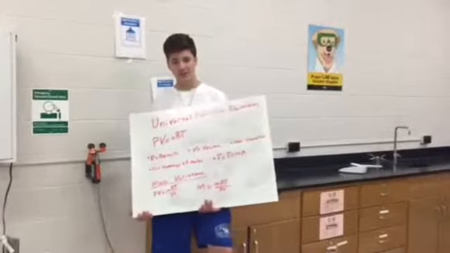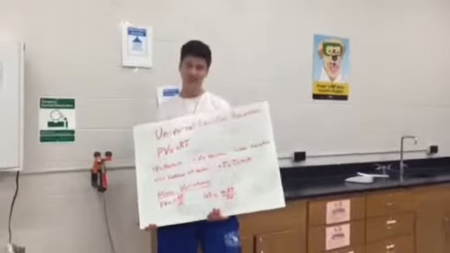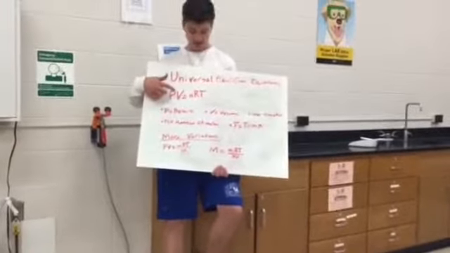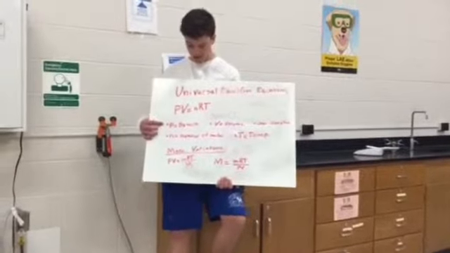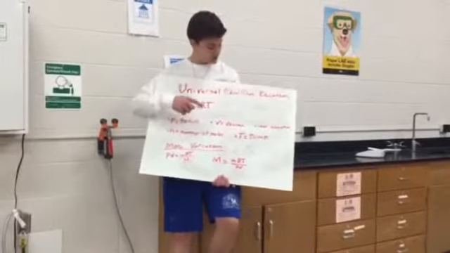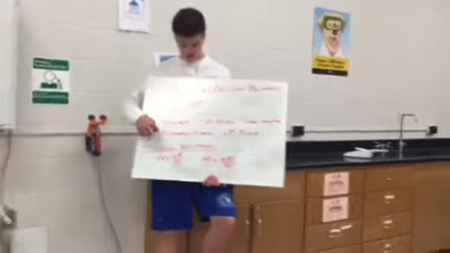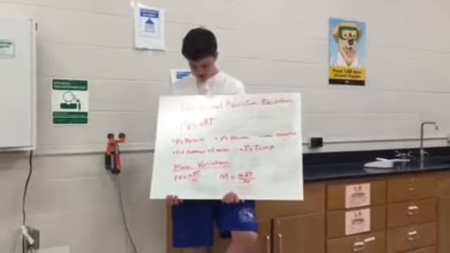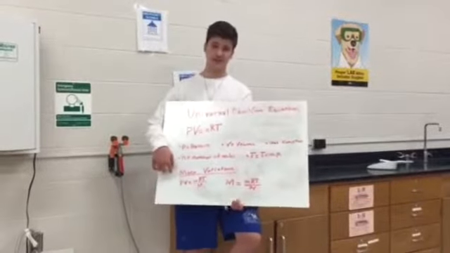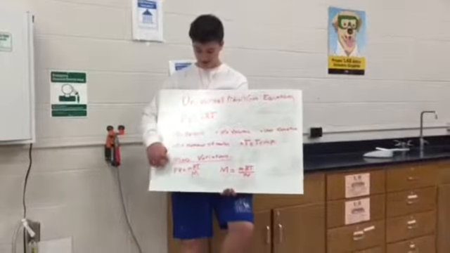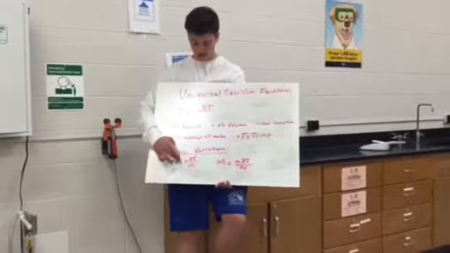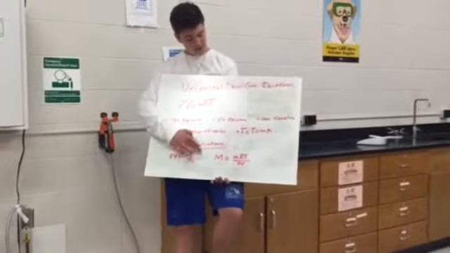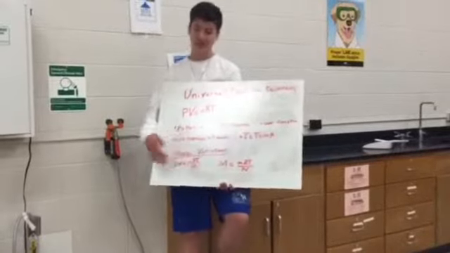I'm here to talk to you guys about the universal ideal gas law. The equation for this is PV equals nRT. P is pressure, V is volume, n equals number of moles, T equals temperature. And there are other variations of the gas law, and they go PV equals mRT over M, or M equals mRT over PV.